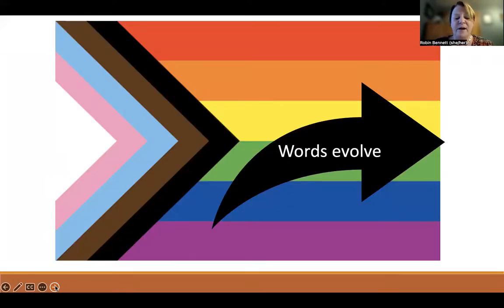Words evolve with time. Even while we were writing our paper over the last couple of years, the words changed. And so the words that we used in our paper are basically what's being used in this time, but it's on all of us to keep up to date with the most inclusive language. Next slide.